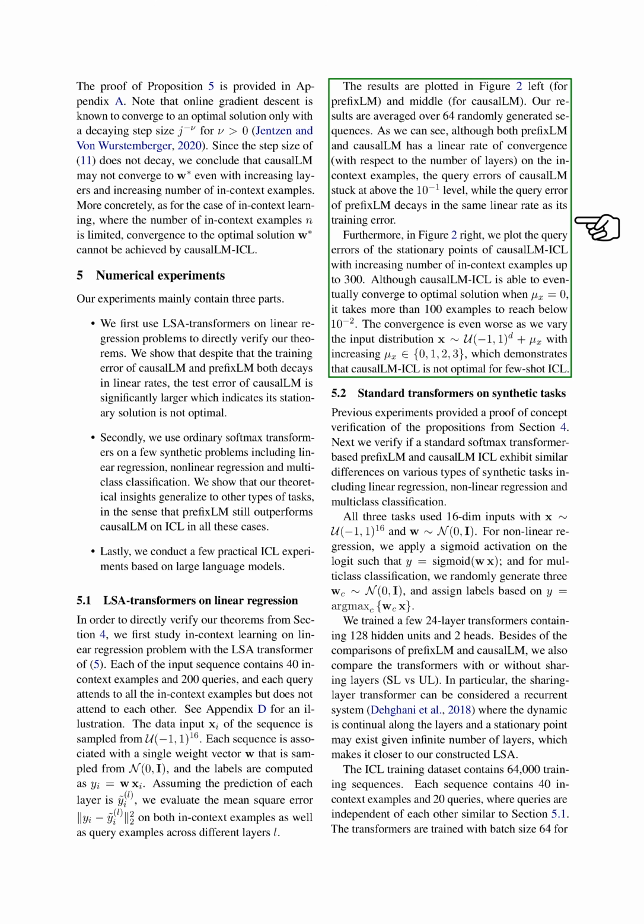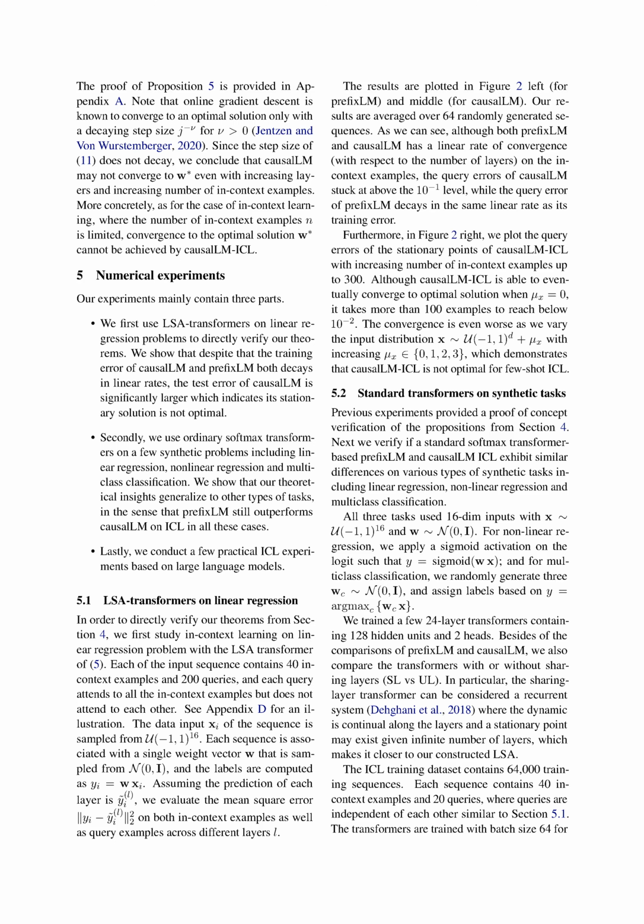We also plotted the query errors of the stationary points of CausalLM ICL with an increasing number of in-context examples up to 300. We found that although CausalLM ICL eventually converges to the optimal solution when the mean of the input distribution is 0, it requires more than 100 examples to reach below 0.01. The convergence worsens as we increase the mean of the input distribution, which shows that CausalLM ICL is not the best choice for few-shot ICL.